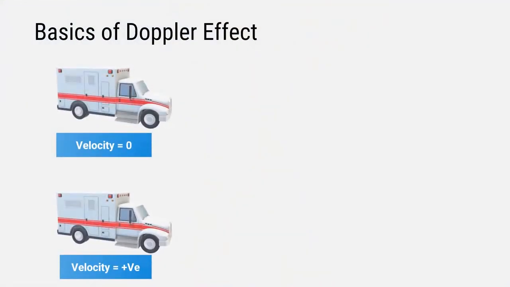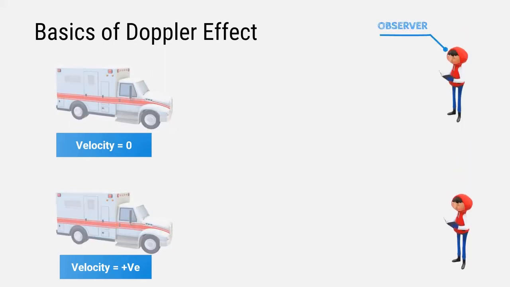So let's start with an example. Here we will consider an ambulance which is stationary in the first case, and in the second case the ambulance is moving. The velocity of the ambulance is positive, which means it's moving towards the observer, or it's moving away from the observer. We'll take observers at the same distance in both of the cases.